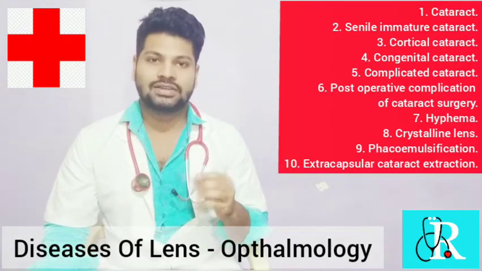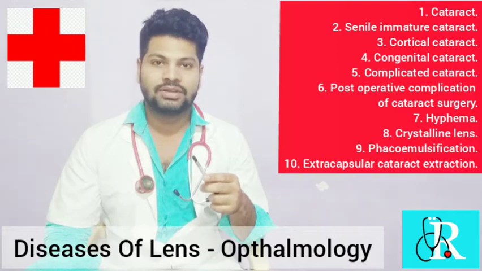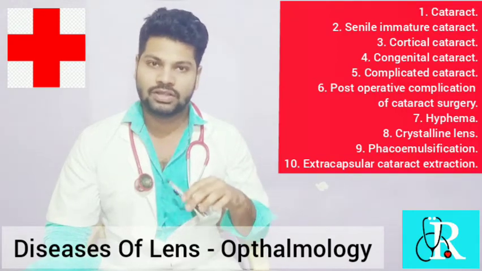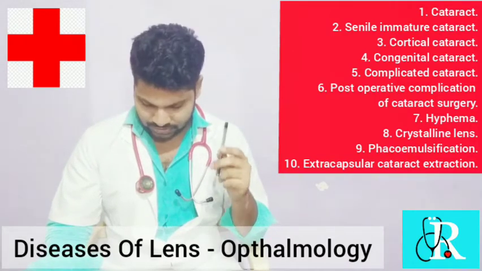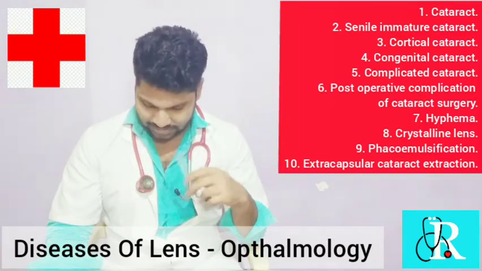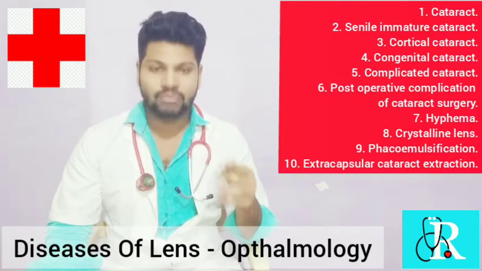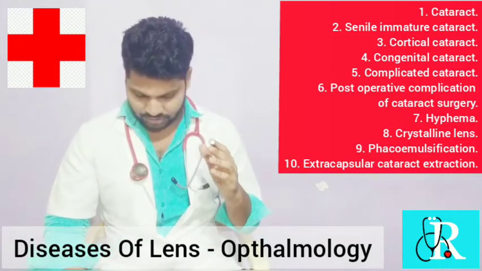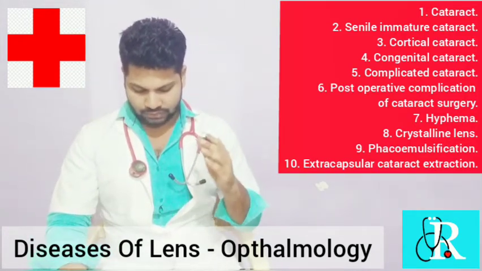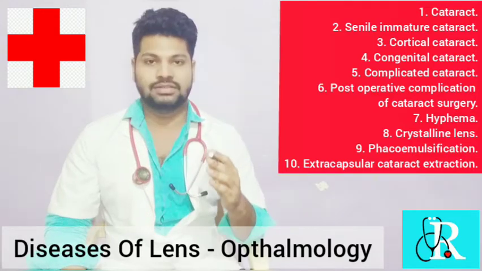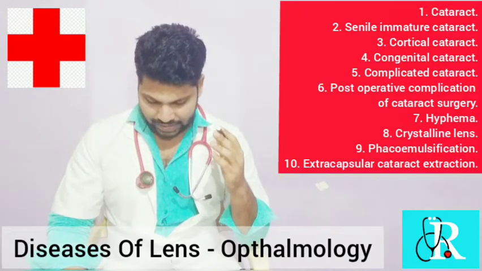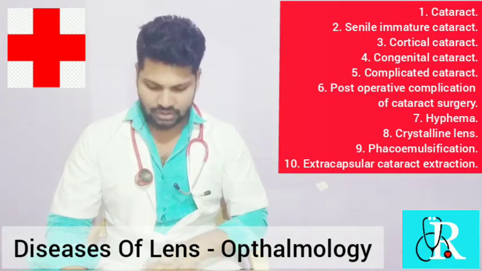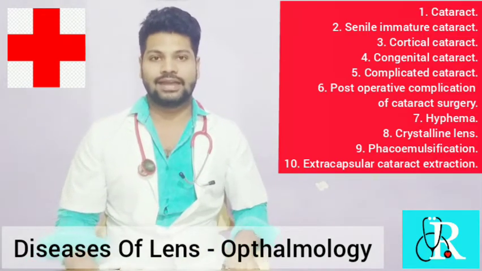Then what is the crystalline lens? It's an anatomical part. I will be telling this before, and afterwards also, with the anatomy and physiology of the crystalline lens. Then comes phacoemulsification. We will study further with phacoemulsification. And what are the types of extracapsular cataract extraction? What is this extracapsular cataract extraction that we use during cataract surgery?